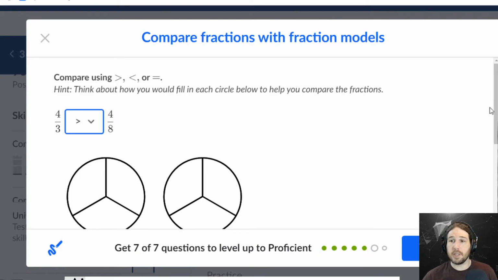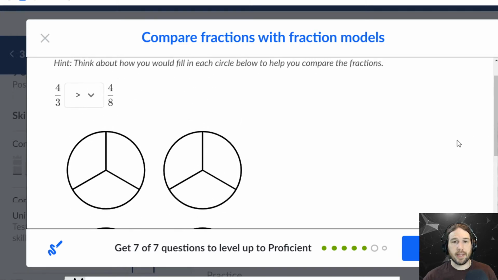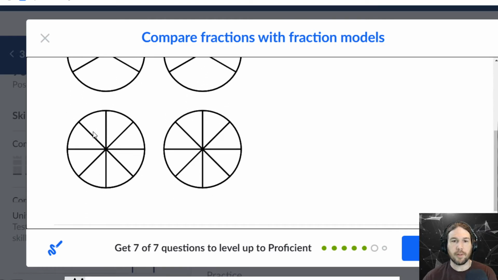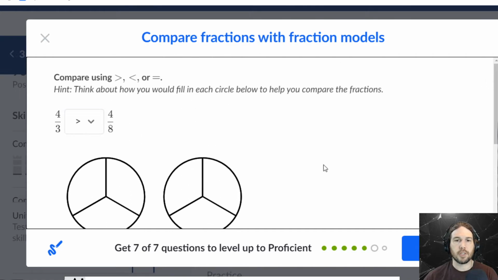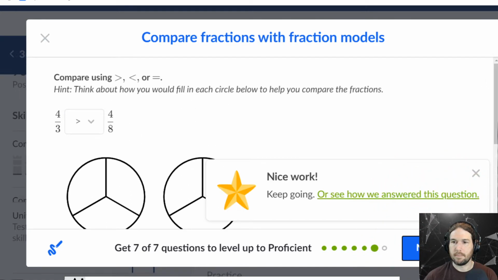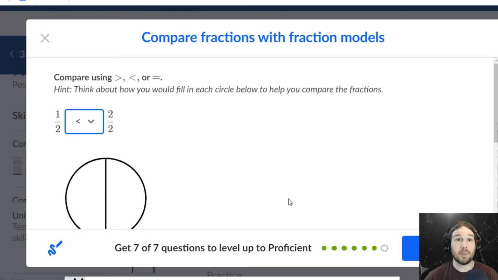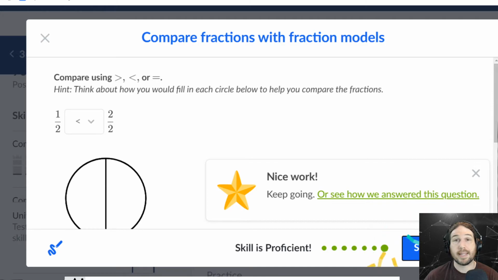Again, 4/3 is 1, 2, 3, 4. It's 1 and 1/3, right? It's 1 whole and 1 more third. We'll talk about mixed numbers later on. 4/8 is only 1, 2, 3, 4. It's only half of one of these. 4/3 is way bigger. And 1/2 is less than 2/2 because 1 is less than 2. That's kindergarten stuff.